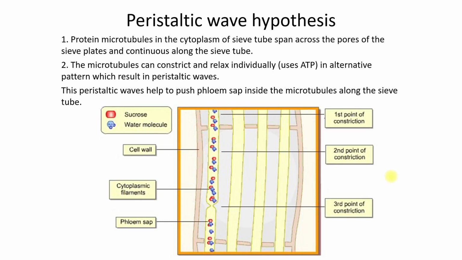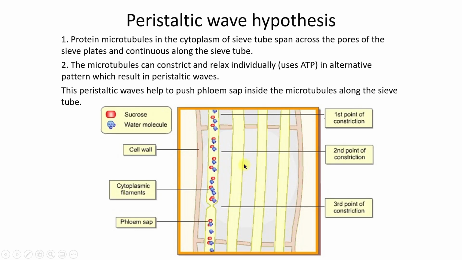Now we continue with the peristaltic wave hypothesis. You can refer to this diagram here. In this hypothesis, protein microtubules in the cytoplasm of the sieve tube, you can see this one sieve tube, it has many protein microtubules. These protein microtubules span across the pore of the sieve plates and continue along the sieve tube.